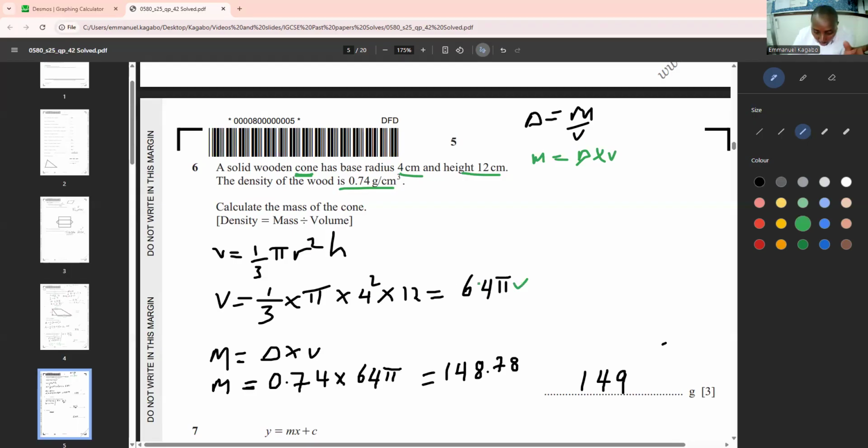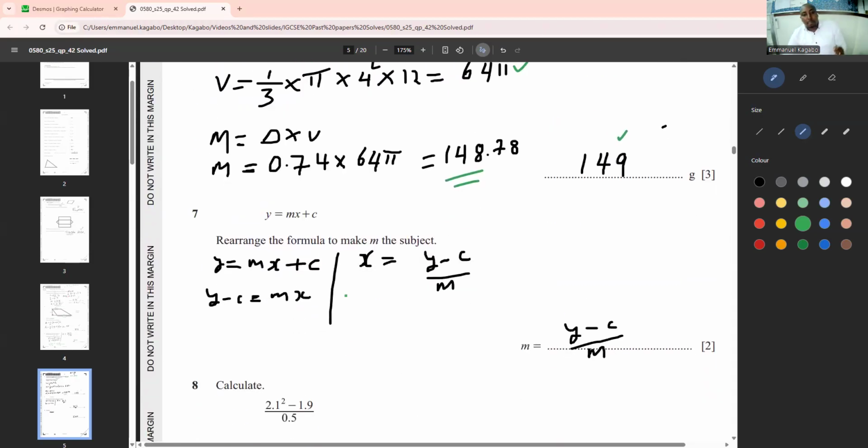Volume of a cone. Now, mass, as I said here, is given by density times volume. So get your density, which is 0.74, times the volume, which is 64 pi. When you work it out, you get this one. And if you give it to 3 significant figures, it gives you that. Are we together, guys? I hope you understand. Okay? And you're enjoying this party.